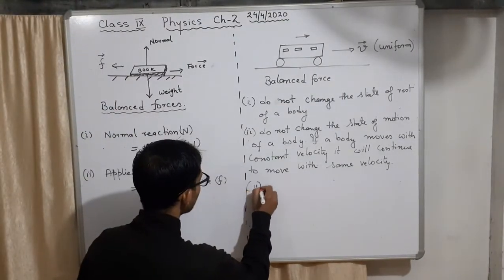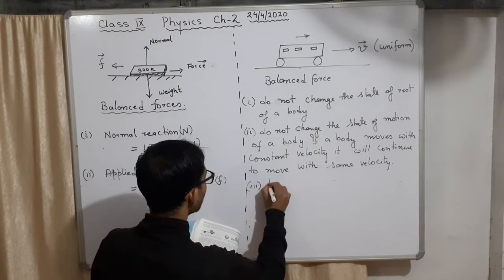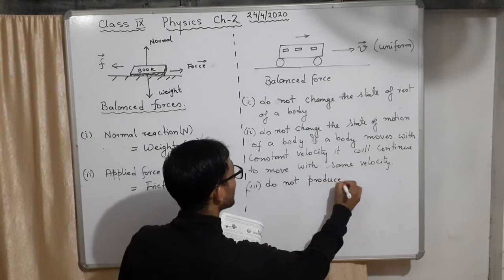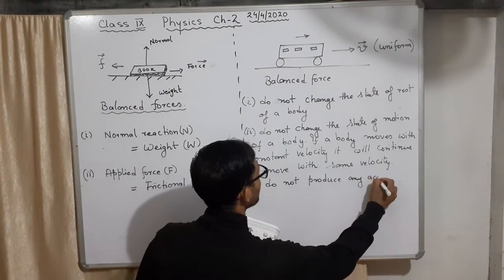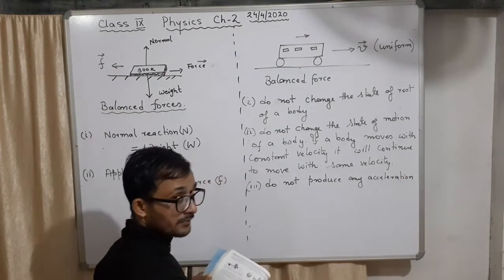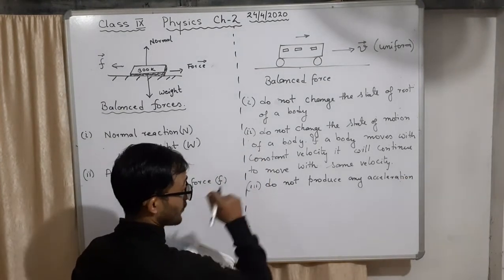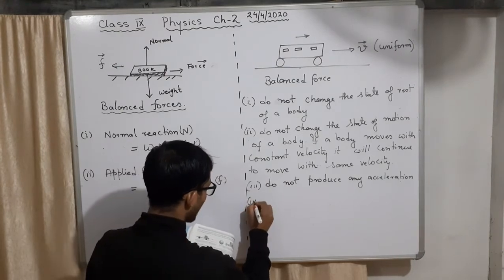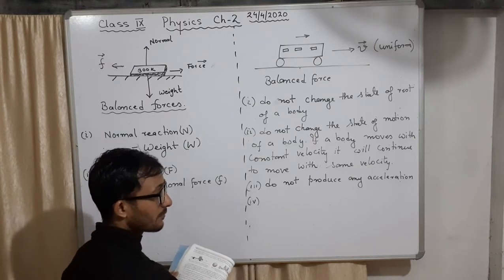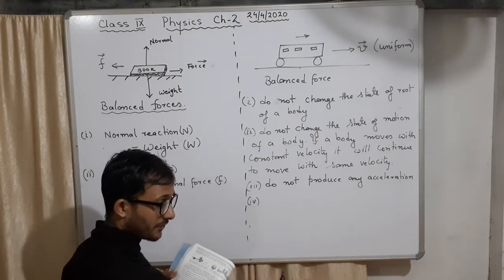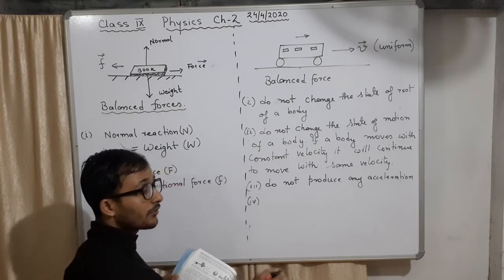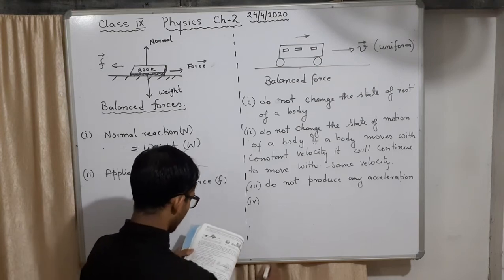Number 3, balanced force does not produce any acceleration. Means it will not speed up or slow the motion. Uniform velocity will remain, and you will also not change the direction. Acceleration will not be produced, means it cannot move faster, it cannot move slower. If it is not moving, it cannot move, and it cannot change the initial direction.